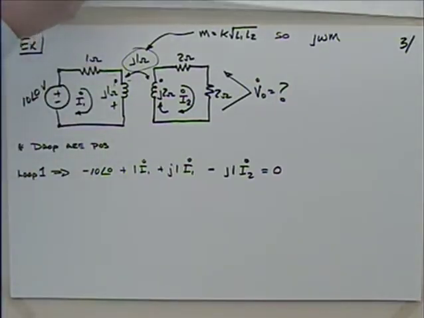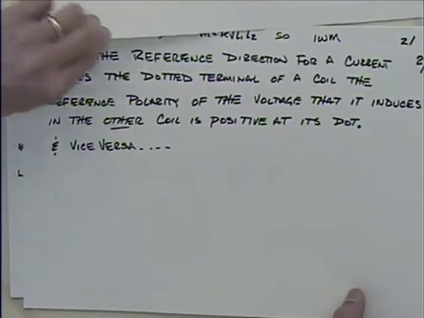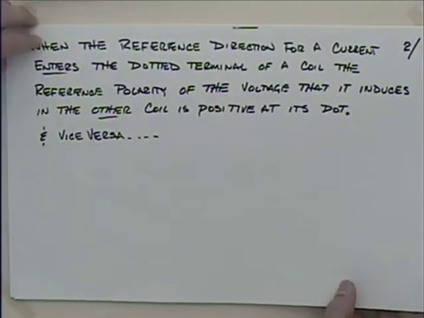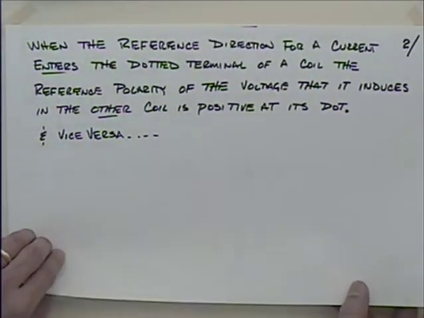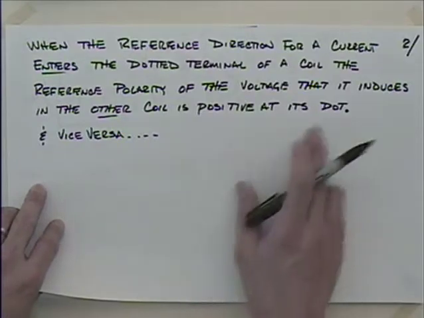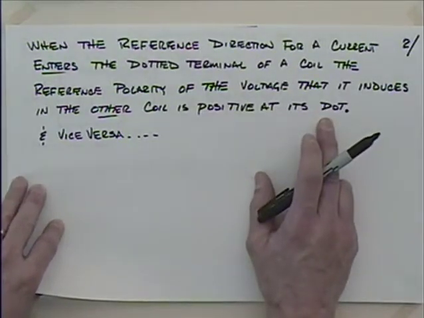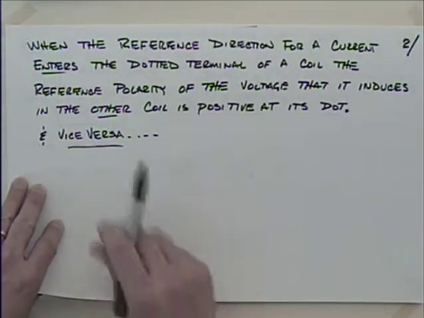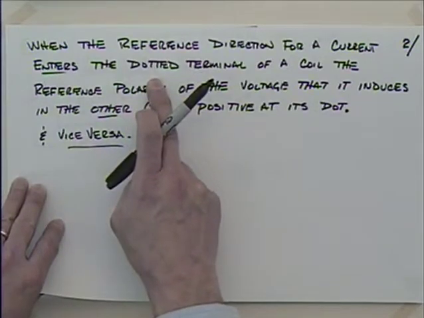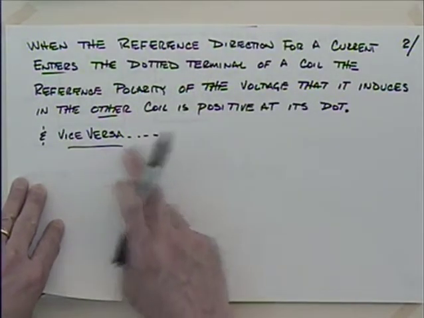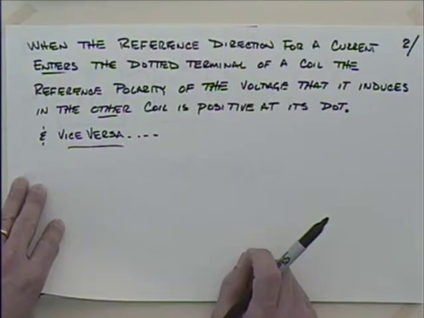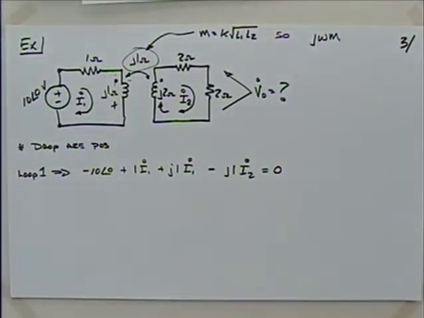Because what do we say on this thing? When the reference direction for a current enters the dotted terminal of the coil, the reference polarity of the voltage that it induces in the other coil is positive at the dot. So we could also say the vice versa: if it enters the non-dotted terminal, it would induce voltage that's positive at the non-dotted terminal of the other one, right? Okay, so I come up with something like that. Questions with that?